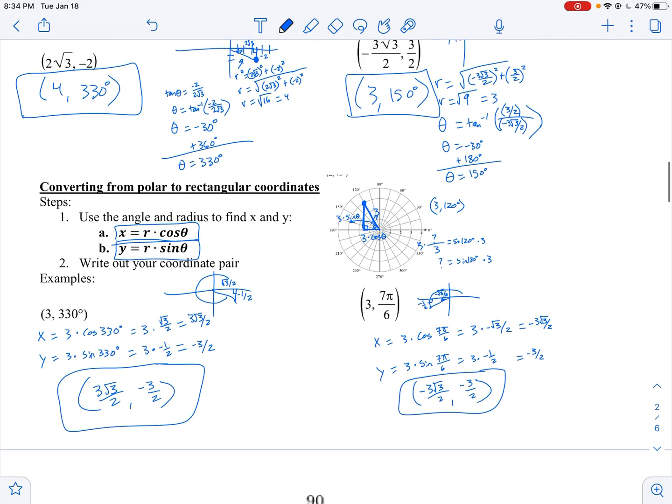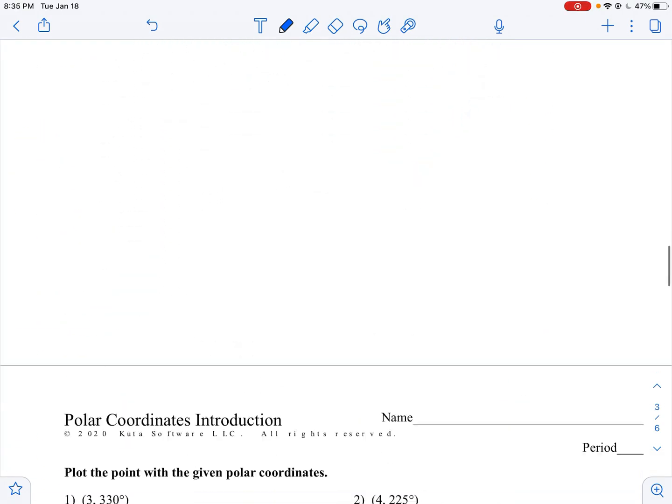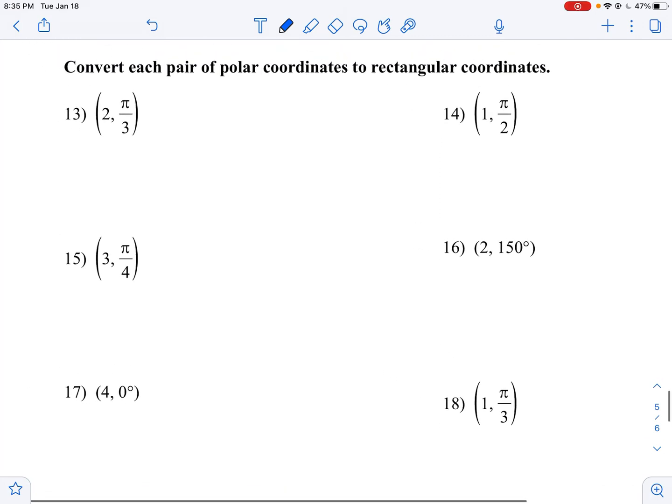So actually going from polar to rectangular is not as bad as going the other way. But that's kind of the process. So go over to your assignment, try out the last ones, see if you can get them converted into rectangular coordinates. And good luck.